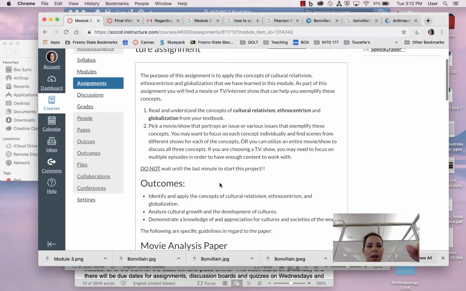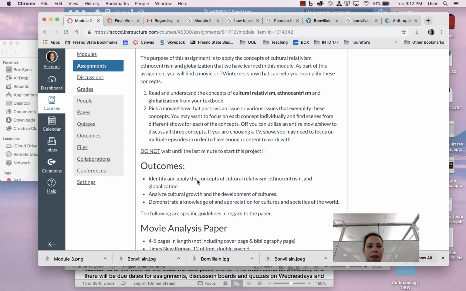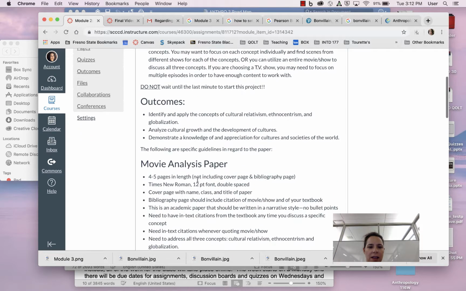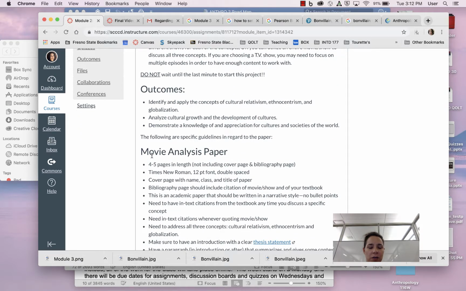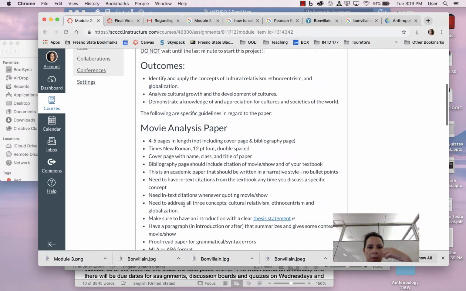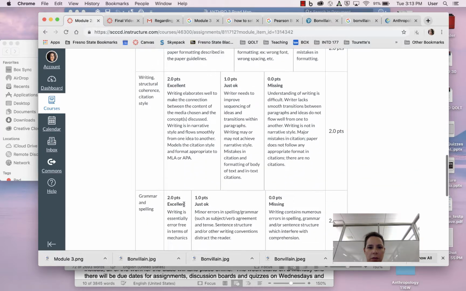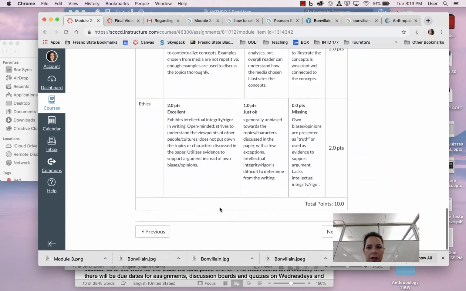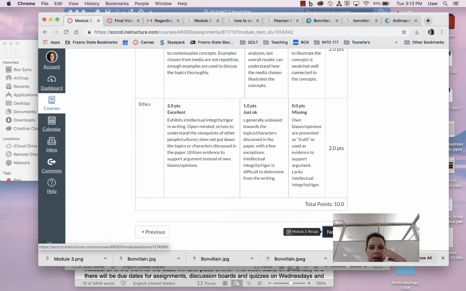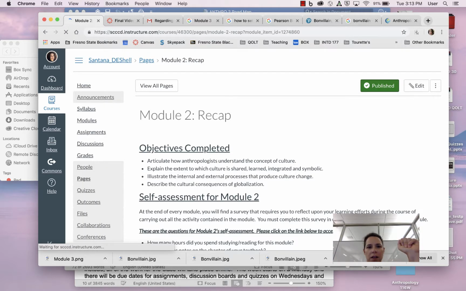The outcomes that the assignment is related to are here, and then the movie, they're writing a movie analysis paper, and the specifications of the paper are here. There's also the rubric on how I'm going to grade them. And that's it for that assignment.